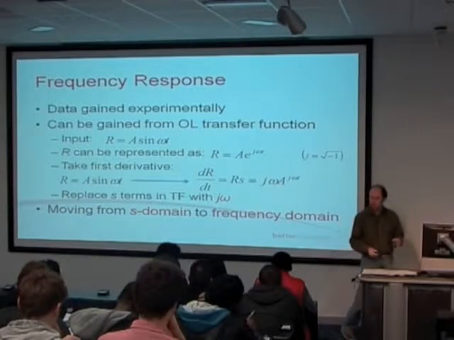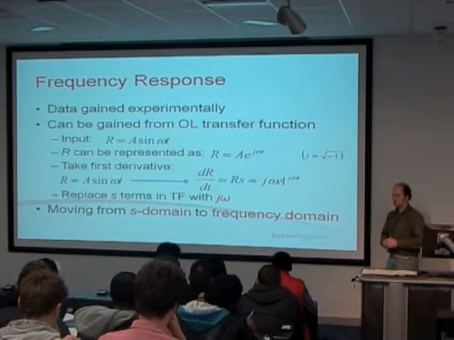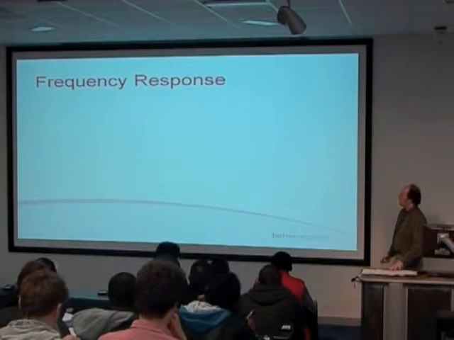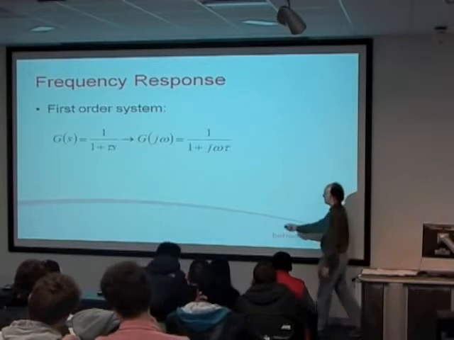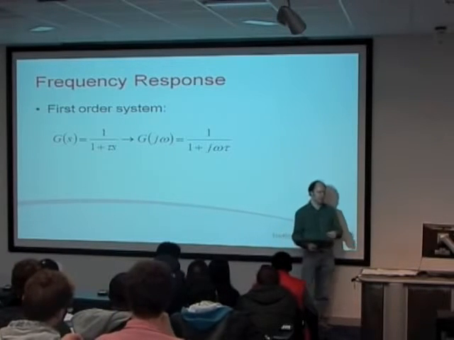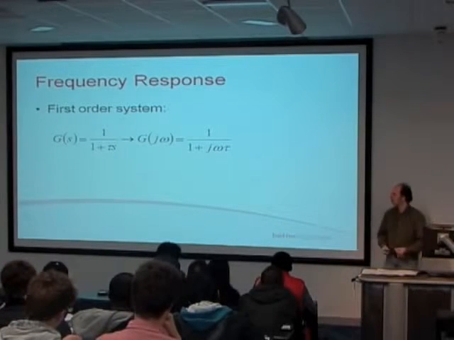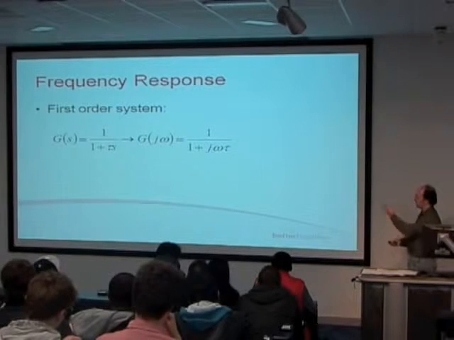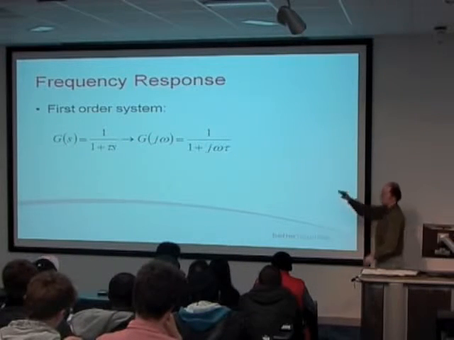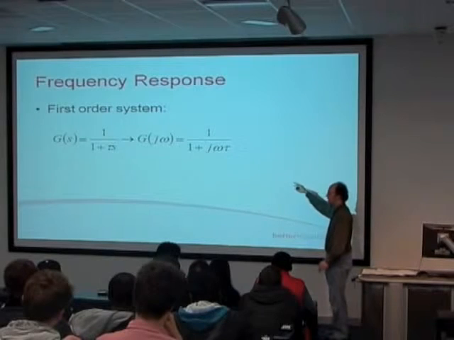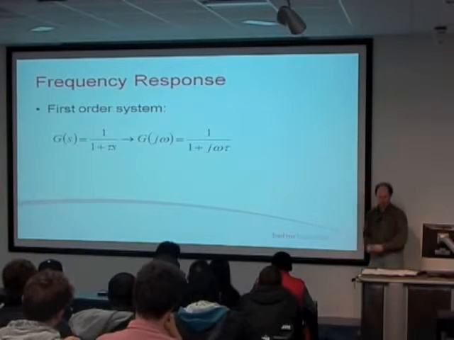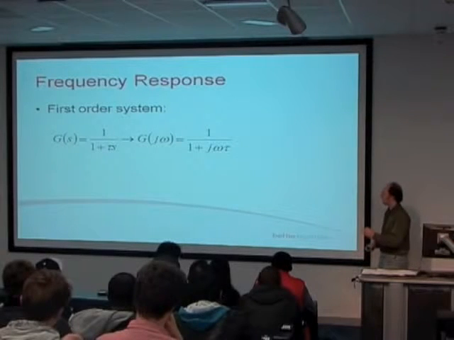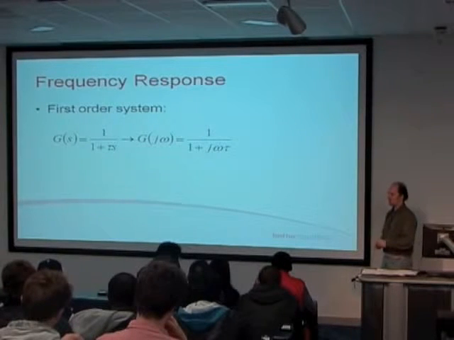Don't be scared by the complex number. It's nice and easy to deal with. So for a first order system, we know a first order system has this form, 1 over 1 plus tau s. This is the first order lag. And in the s domain, you've got the s in the denominator. And to get to the frequency domain, you replace that s with j omega. And so you end up with 1 over 1 plus j omega tau.